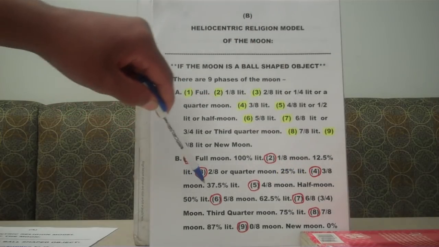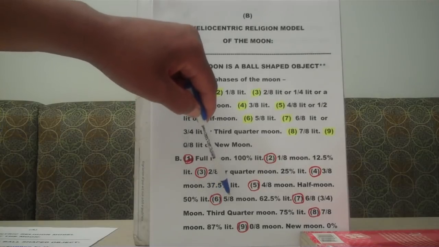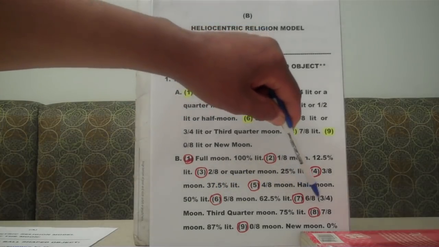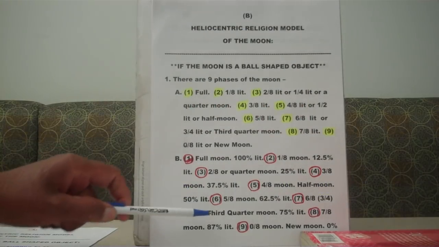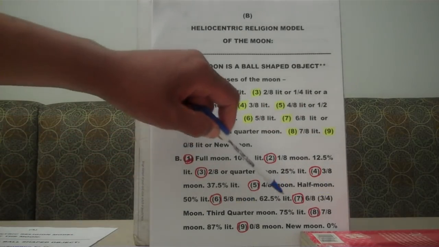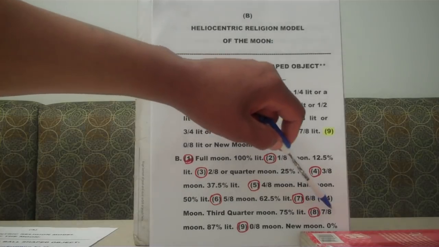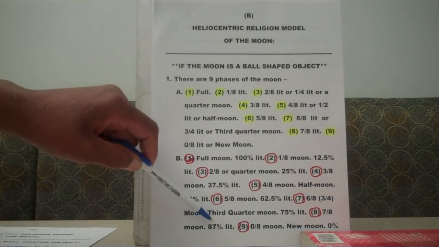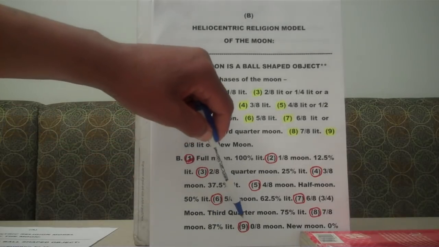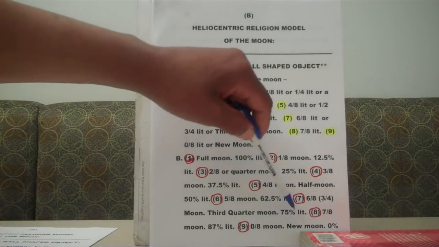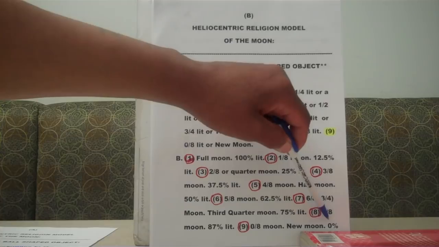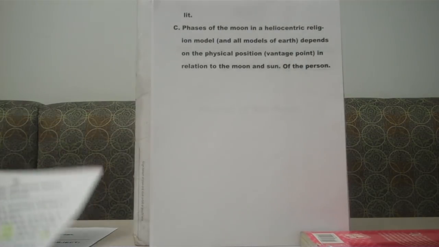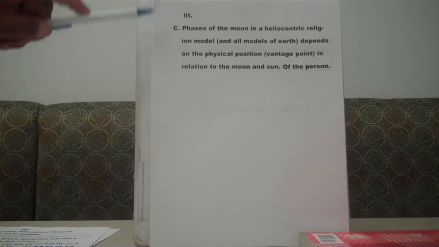It's 50% lit. Number 6 is a 5/8 moon. It's 62.5% lit. Number 7 is a 6/8 moon, or 3/4, that is, moon. And it's a third quarter moon, or 75% lit. Number 8 is 7/8 moon, and that's 87.5% lit. And number 9 is a 0/8 moon. That's a new moon. That means it's 0% lit.